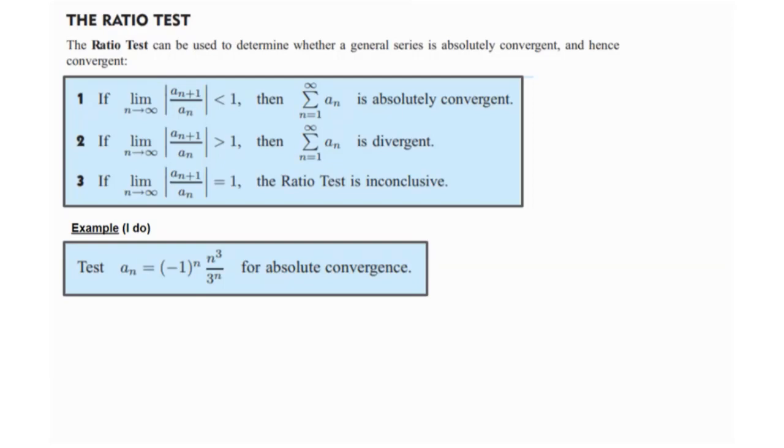So here we have an example. We're going to test this a_n, as in the sequence, equals (-1)^n times n cubed over 3^n. We're going to test that for absolute convergence. Now, do note this (-1)^n does indicate an alternating series, but when we use this ratio test, it might be that they wipe out.